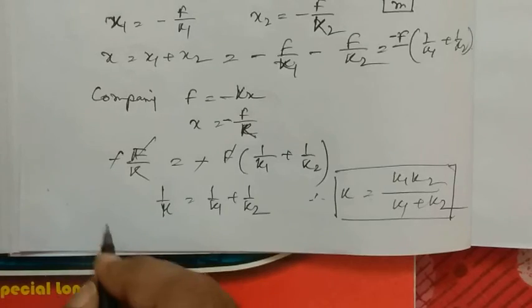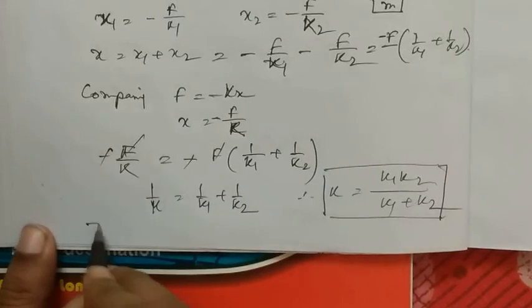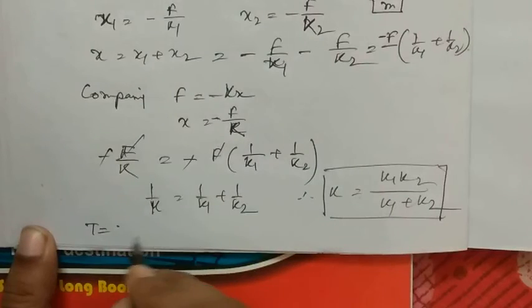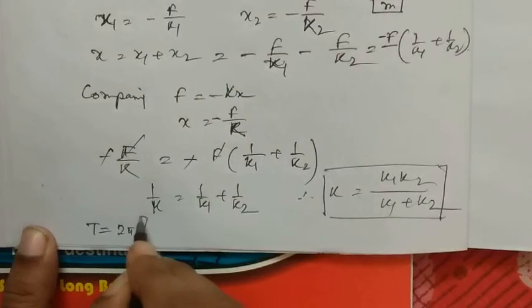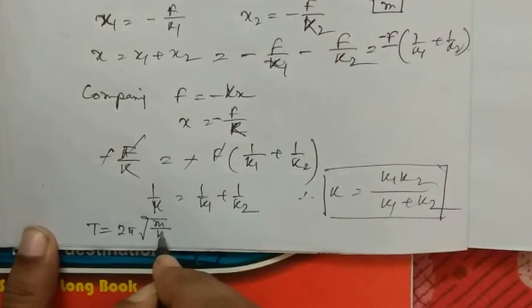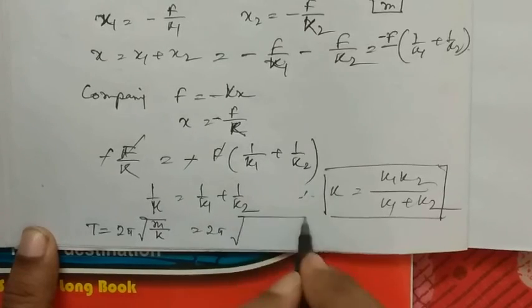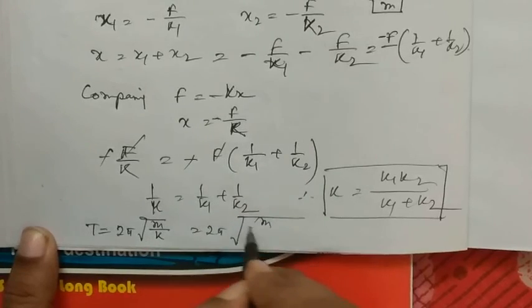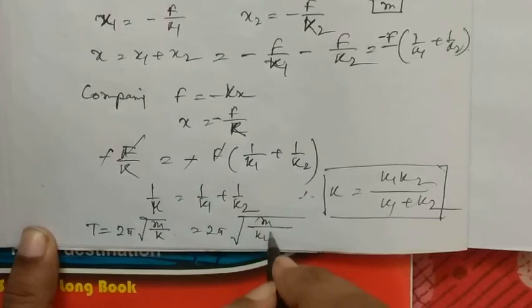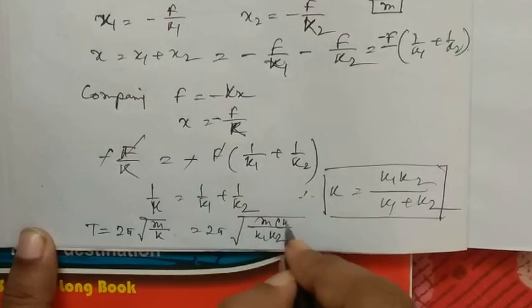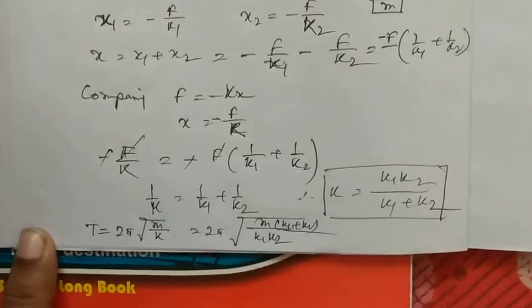I had missed out on the value of T for the series combination case. We can write the same thing that we have done for the parallel combination: 2 pi root over m by Ks, or K here. So 2 pi root over m by, what is the value of K? K1 K2 by K1 plus K2. So it becomes m into K1 plus K2 by K1 K2.